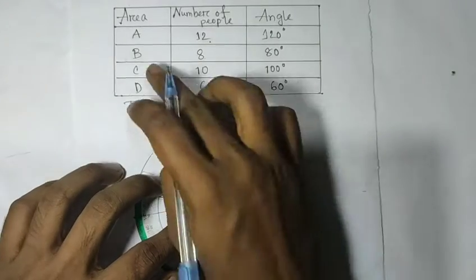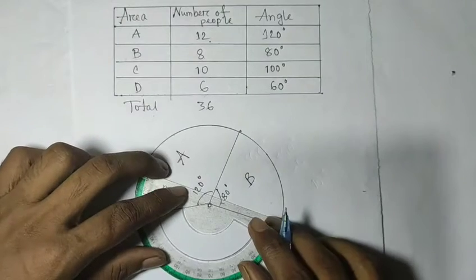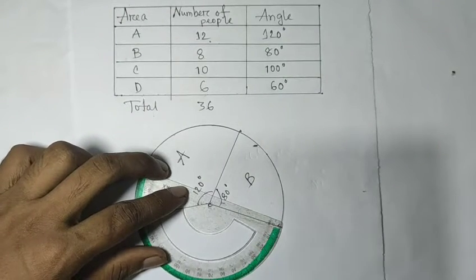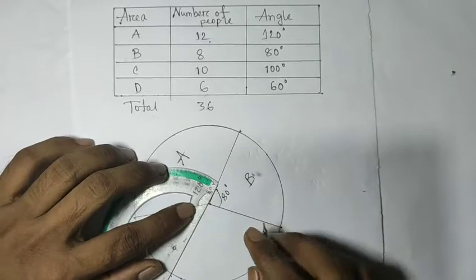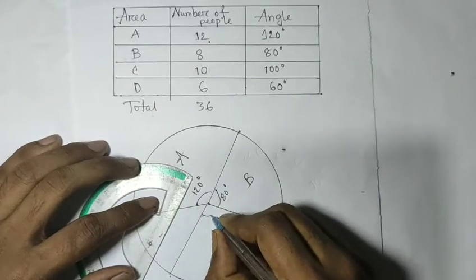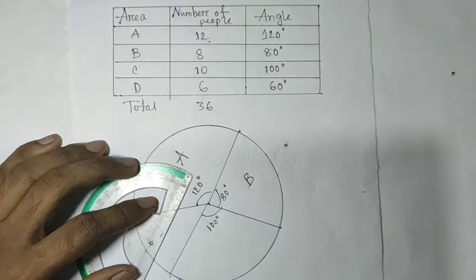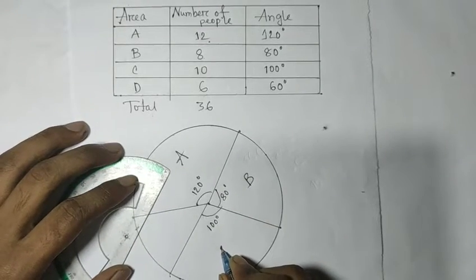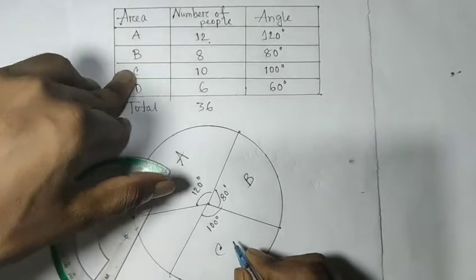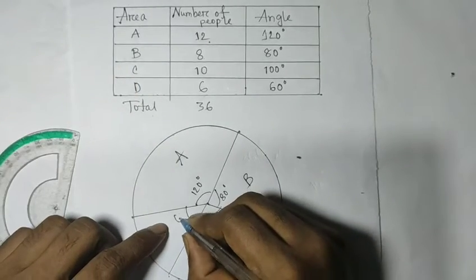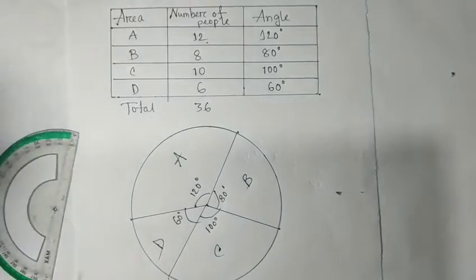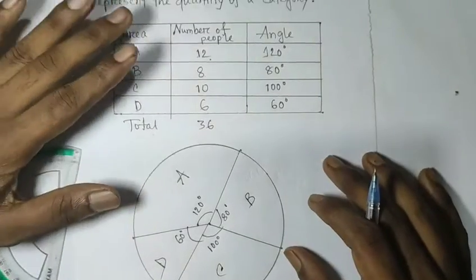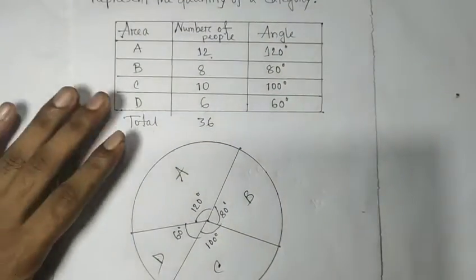And from here for area C the angle is 100, so let's mark it here, and by joining those points we'll get an area consisting of 100 degrees, and this area represents C, and the other must be the 60 degrees and it will represent area D. So here is the pie chart of this data. It is too simple to make a pie chart.